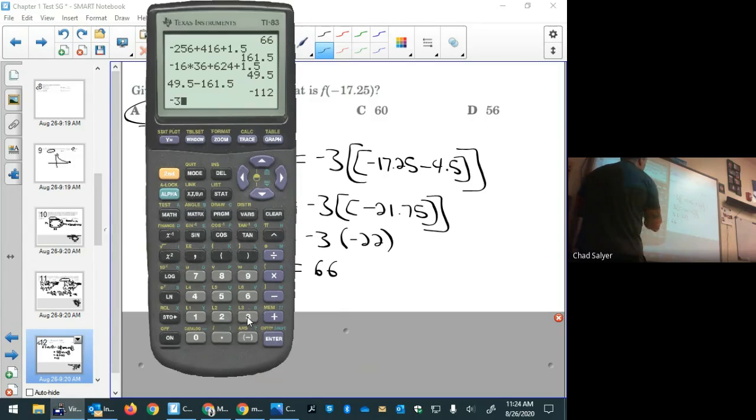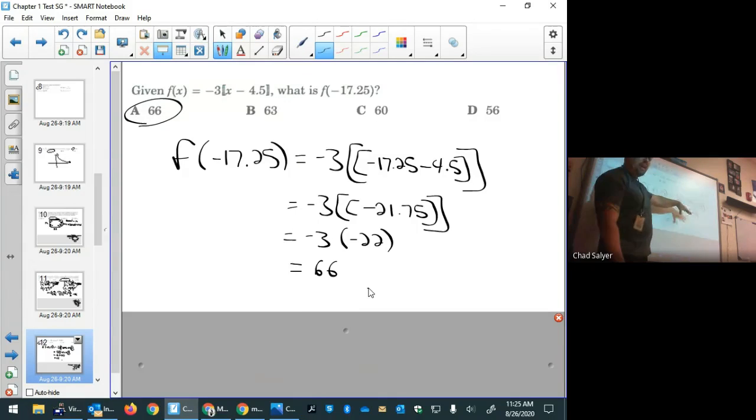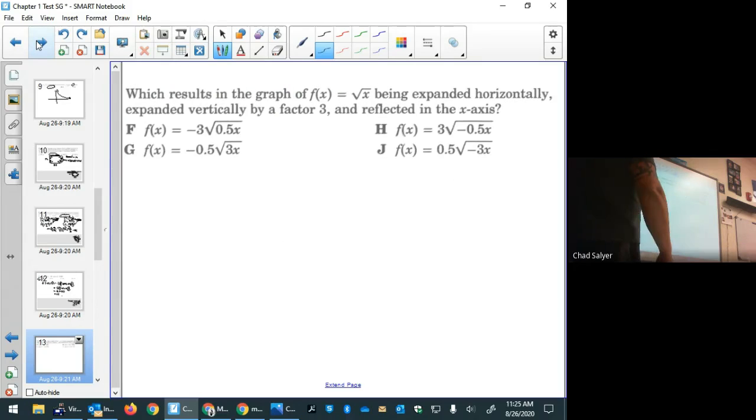Now the calculator can do this, and it makes it trivial. So I don't even like demonstrating this, but I will so that you can check your answers. If you type in math, go over to the number tab and down to the int function. That is the greatest integer function. So this would give us the same answer, 66. But make sure you understand it before you just punch it in the calculator mindlessly. All right, on to problem 12 here.